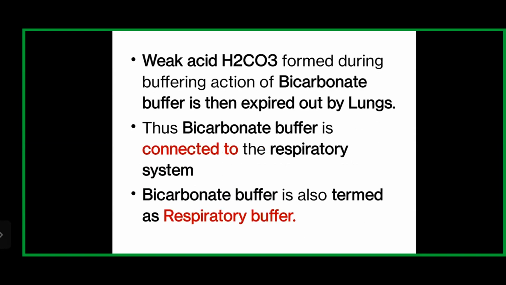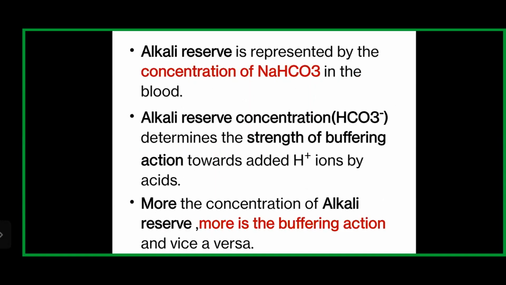Now, the weak acid, for example H2CO3 formed during buffering action of bicarbonate buffer, is then expired out by the lungs. Thus, bicarbonate buffer is connected to the respiratory system. Bicarbonate buffer is also termed the respiratory buffer. Now the alkali reserve is represented by the concentration of NaHCO3 in the blood. Alkali reserve concentration determines the strength of buffering action towards added H plus ions by the acid. The more the concentration of alkali reserve, the more the buffering action, and vice versa.